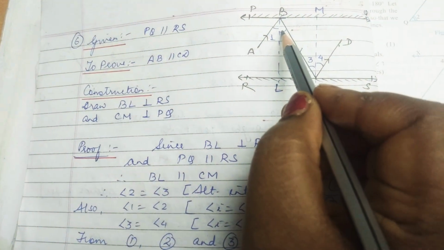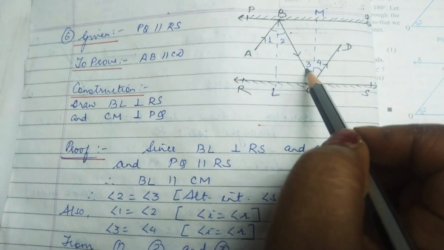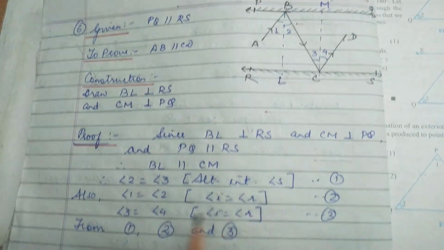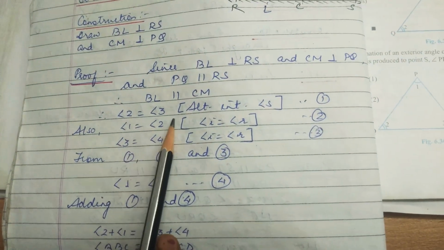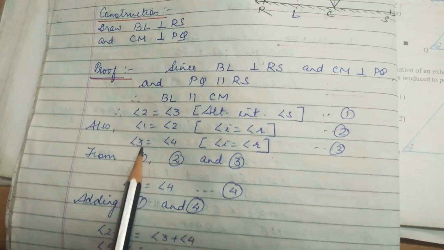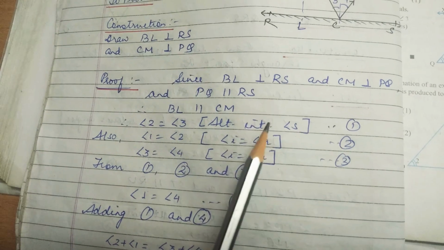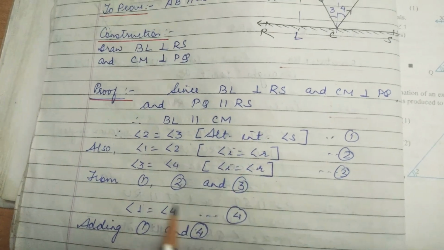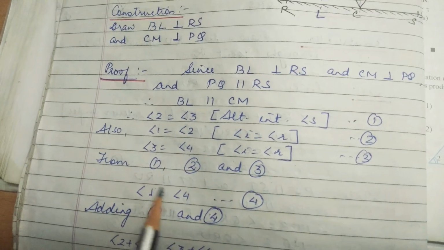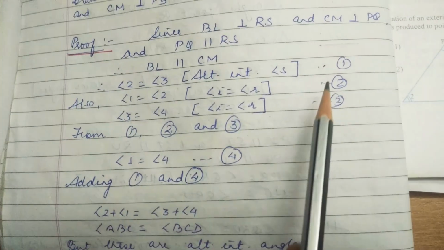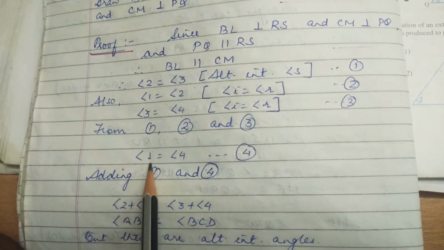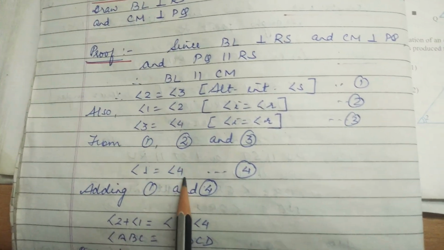Now we have already proved that angle 2 is equal to angle 3 because they are alternate interior angles. So if angle 2 is equal to angle 3, angle 1 is equal to angle 2 and angle 3 is equal to angle 4, which we have already shown, then we can write that angle 1 is equal to angle 4. Now if we add equation 1 and equation 4, we will get angle 1 plus angle 2 is equal to angle 3 plus angle 4.